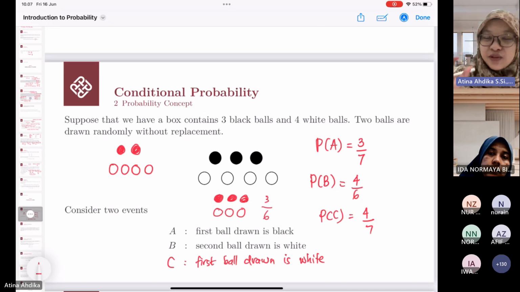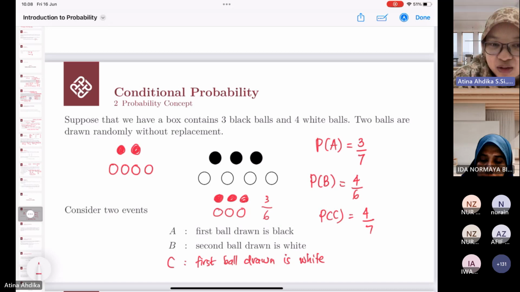So the first process gives an effect to the second process. So it is called conditional probability. If we calculate the probability of an event that is impacted by the first event or by the previous event, it is called conditional probability.